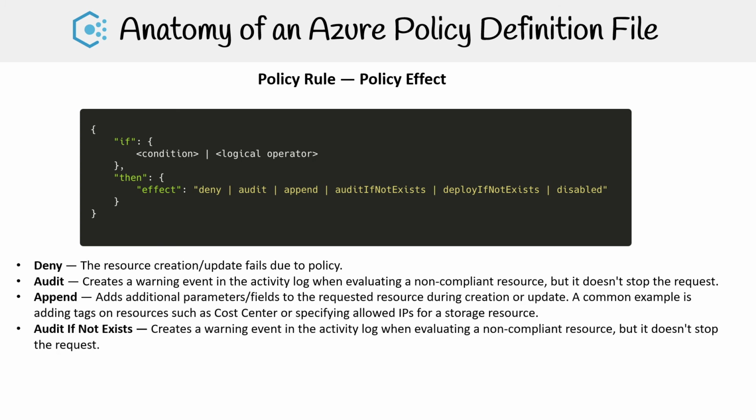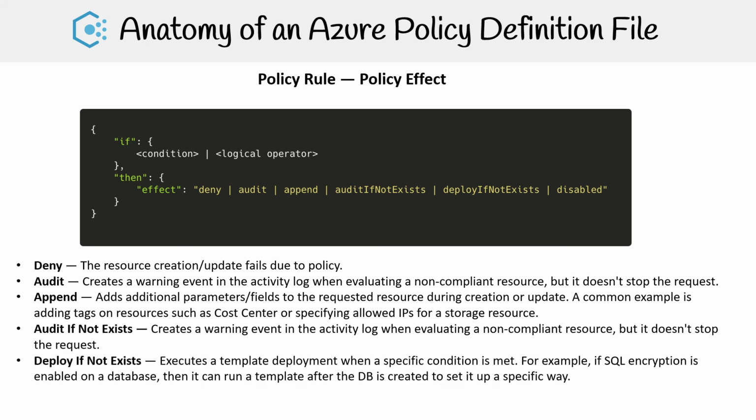Then you have audit if not exists. Create a warning event in the activity log when evaluating a non-compliant resource, but it doesn't stop the request. Deploy if not exists. So execute a template deployment when a specific condition is met. For example, if SQL encryption is enabled on a database, then it can run a template after the DB is created to specify a way. And the last one here is disabled. So the policy rule is ignored, often used for testing.